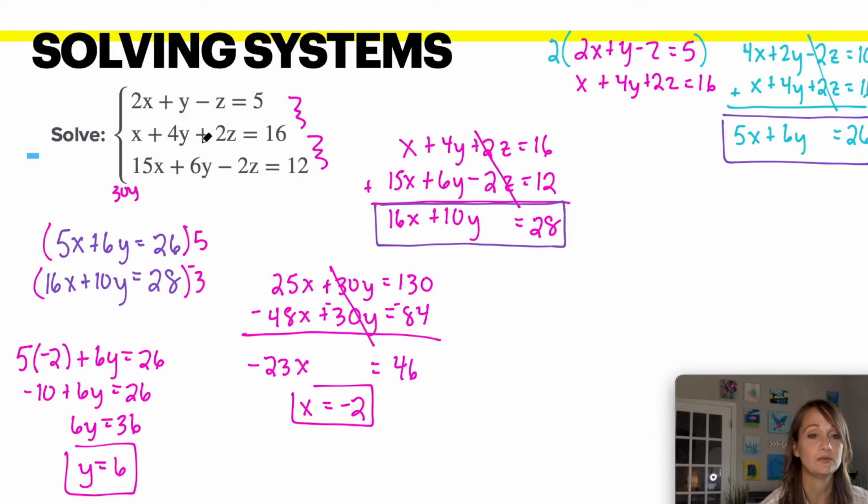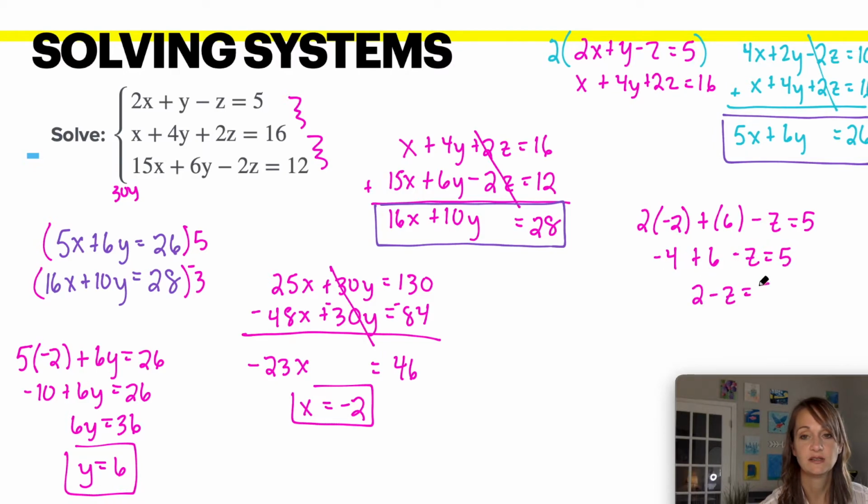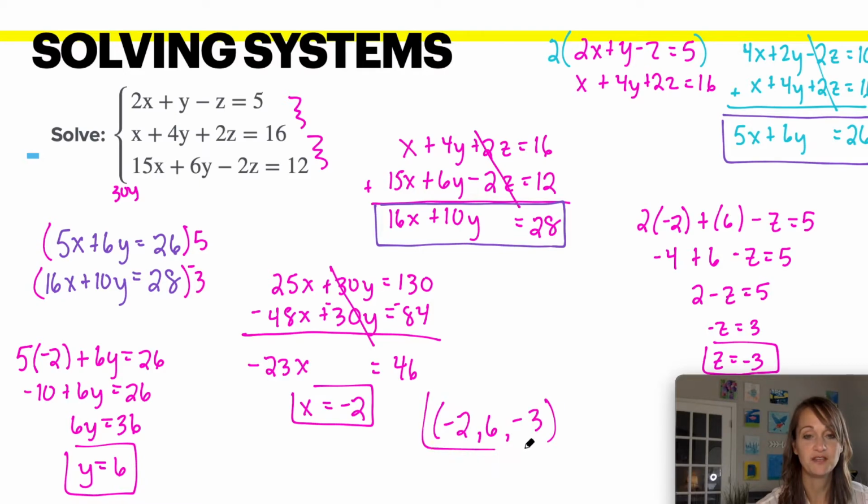So I'm going to choose my top equation. We know it's going to be 2x plus y minus z equals 5. That gives me -4 plus 6 minus z equals 5. -4 plus 6 is 2. I'm going to subtract 2 to get 3, and I need to divide by a -1, and I will get a -3. So our final solution is -2, 6, -3.